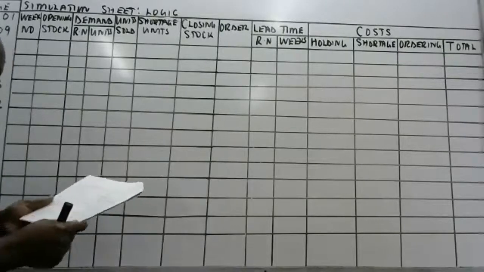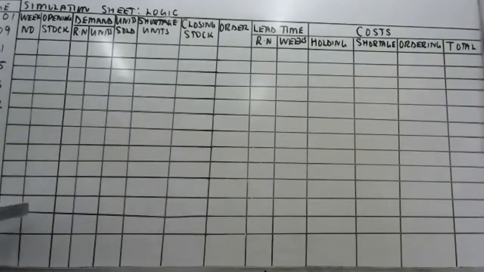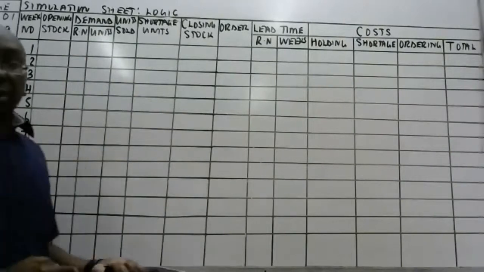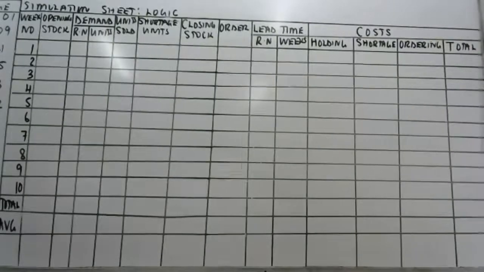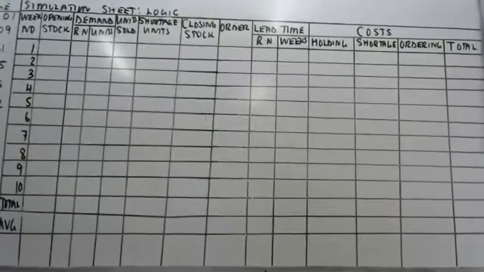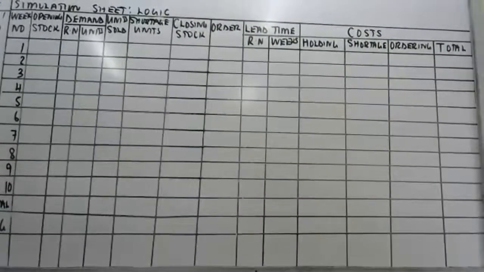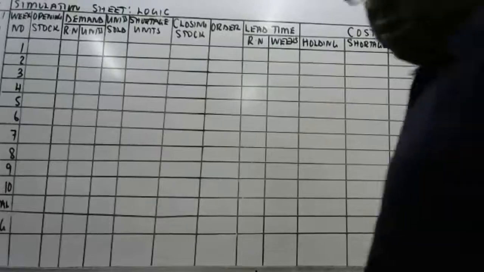So we are told to do for 10 days or 10 weeks. So begin here with say 1, 2, 3, 4, 5, 6, 7, 8, 9, 10. Then we will have the total and we will have the average.